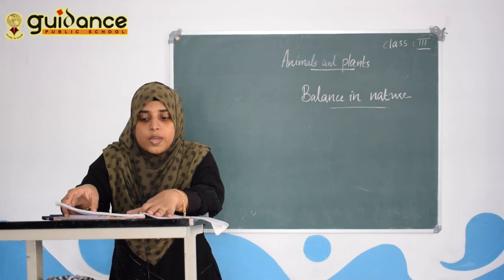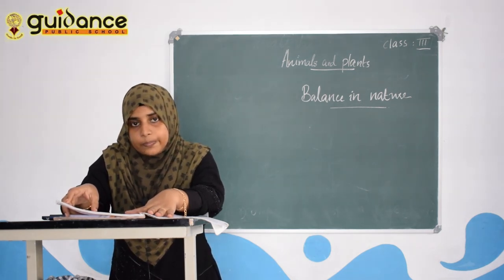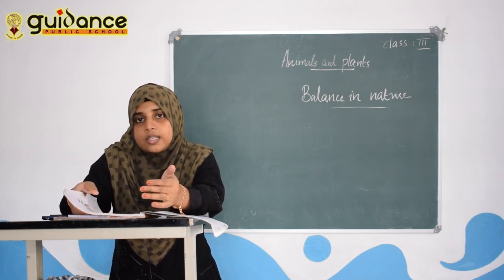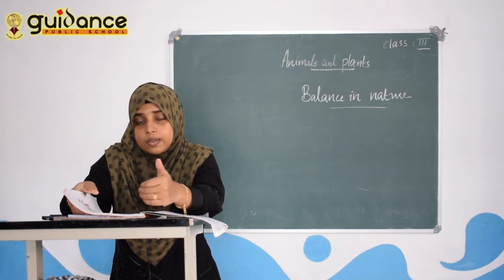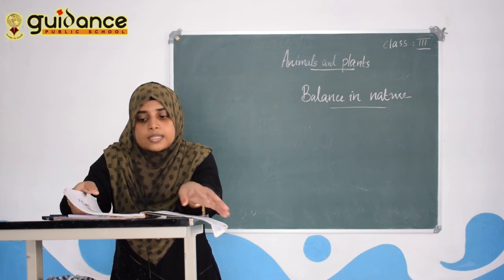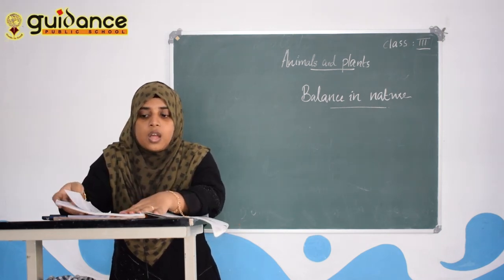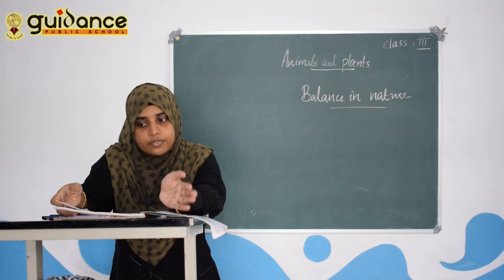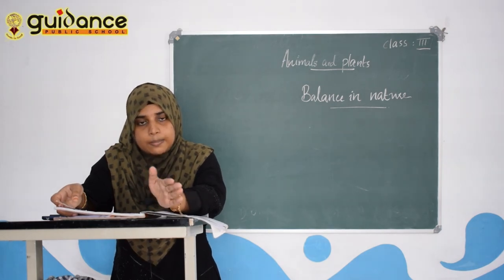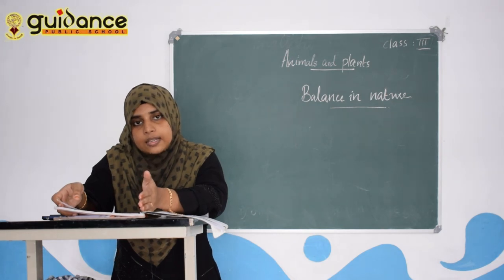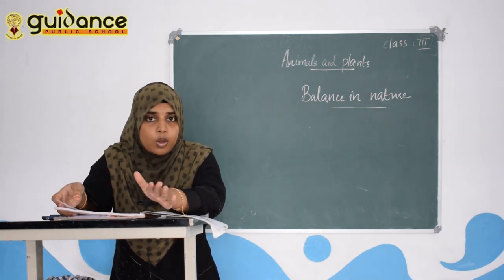Next is, mention two ways by which animals reproduce. Birds lay eggs, and cats and cows give birth to young ones. Next is, how is the balance maintained in nature? If there are just enough plants, plant-eating animals and flesh-eating animals in the world, there is a balance in nature. To maintain this balance, we should protect animals like the tiger and grow more trees.